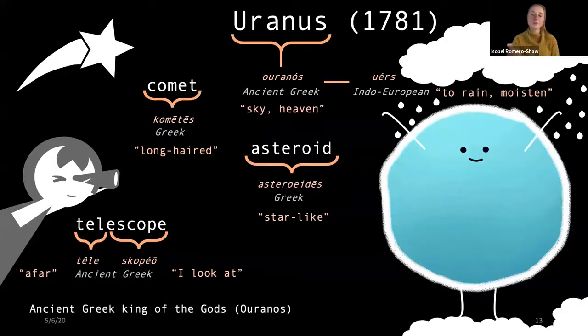So Uranus was the ancient Greek king of the sky who was actually thought to be the sky, and he was married to Gaia, who was the Greek embodiment of the earth. And the word Uranus stems from the Indo-European root meaning to rain, making Uranus the rainmaker.